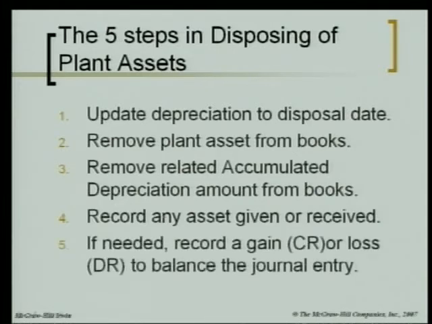And then the fifth and final step is make that journal entry balance. If it doesn't balance and it's light on the credit side, then you're going to record a gain on disposal. If the asset is light on the debit side, you're going to record a loss. Okay? Have we talked about gains and losses before?